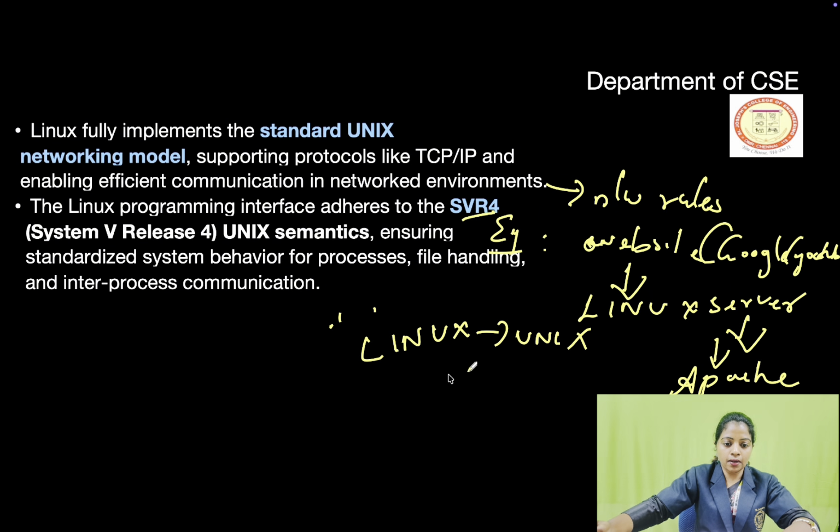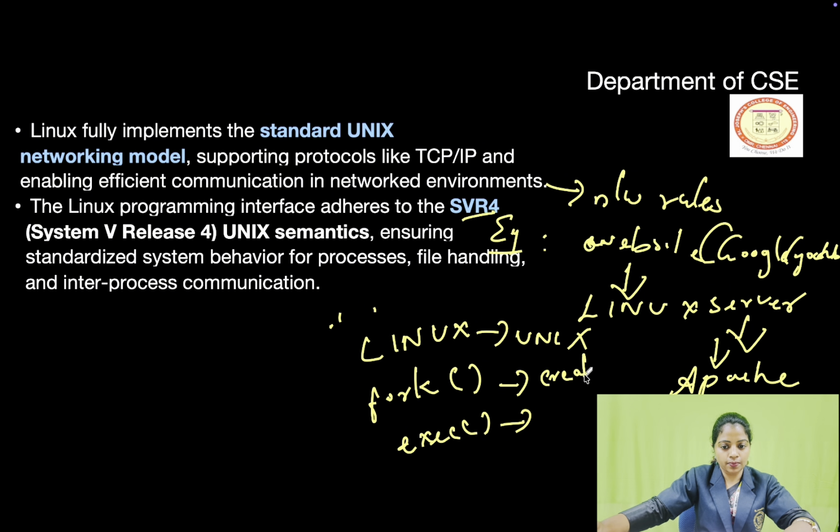For example, operations like fork and exec. As we all know, fork creates a new process, and exec runs a program. These two work the same way in all Linux systems. So the Linux programming interface strictly adheres to SVR4, System V Release 4 Unix semantics, ensuring standardized system behavior for process, file handling and IPC.